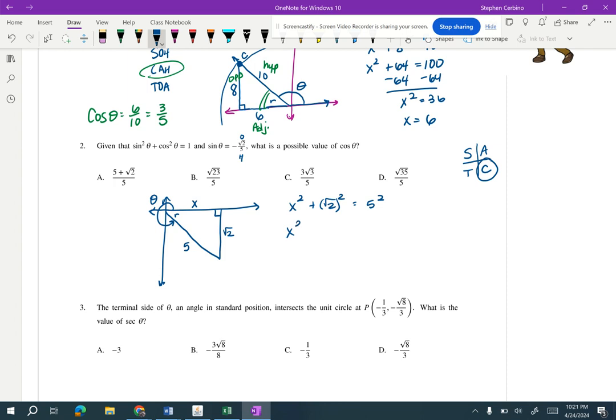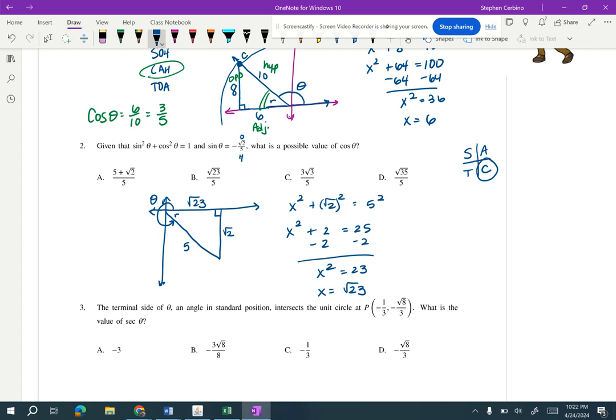So if we square the square root of 2, it just becomes 2 equals 25 minus 2. And we get x squared equals 23, or the square root of 23 is that missing side. So we can put that back in there.